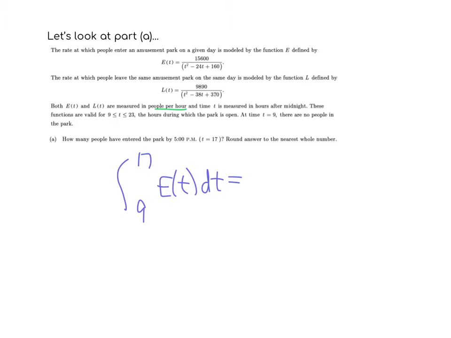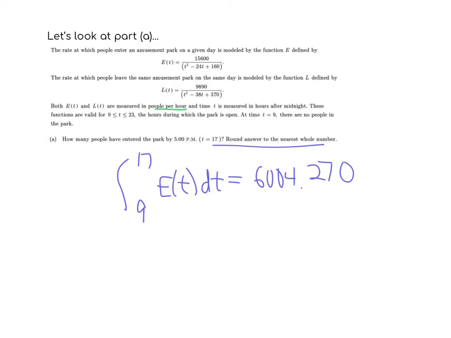Okay, I need to integrate this. I keep talking as I'm trying to calculate this. 9 to 17, and calculate. So I get 1560, yep, and x squared, yep, okay. So I get 6,004.270.